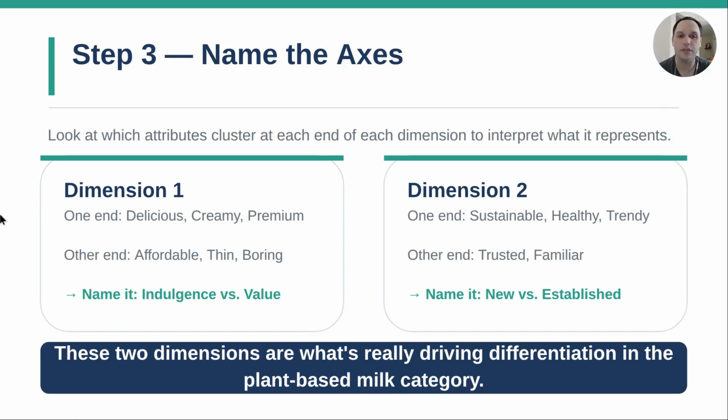Those two dimensions, indulgence versus value, and new versus established, are what's actually driving differentiation in the plant-based milk category. Not price versus quality, not thick versus thin. Those are the real axes revealed by the data.